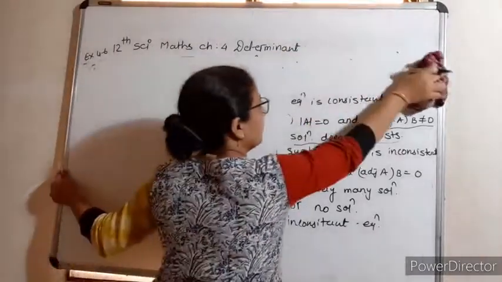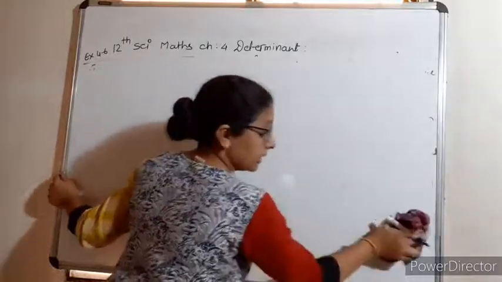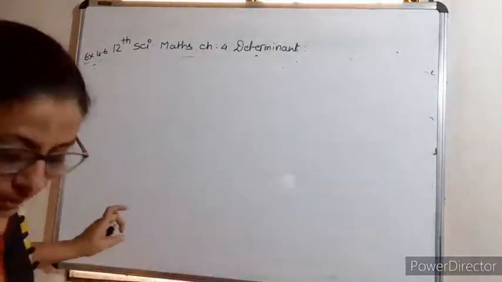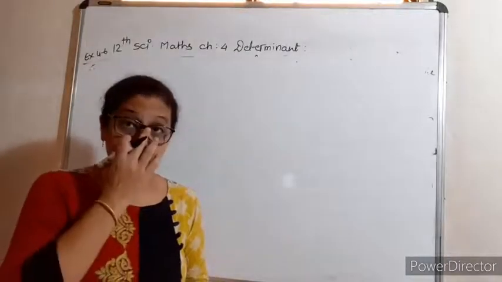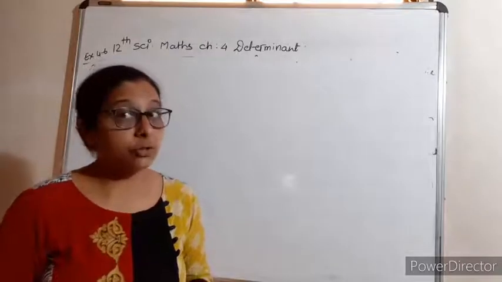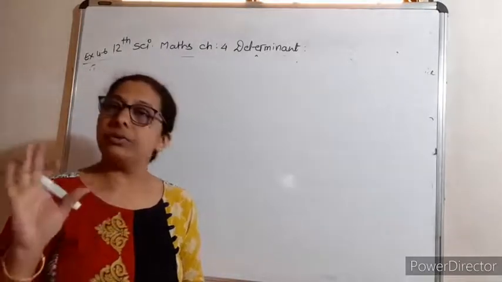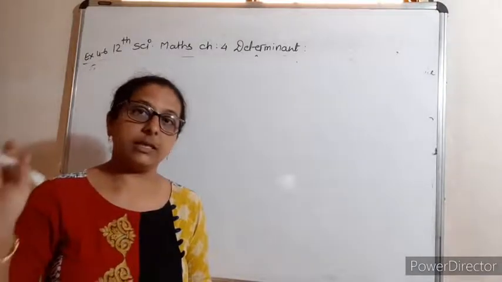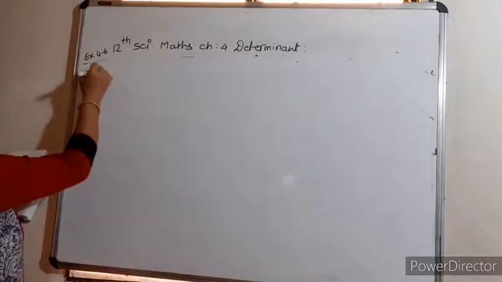So how to check the consistency? If the determinant is not 0, consistent pair of equations with a unique solution. If the determinant is equal to 0 and adjoint of A into B is 0, infinitely many solutions; not equal to 0, no solution, inconsistent equation. Okay. Now let's go to question number 7.